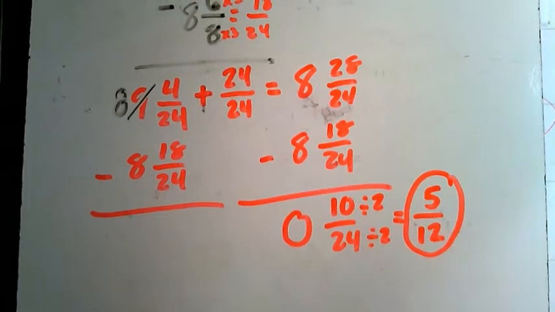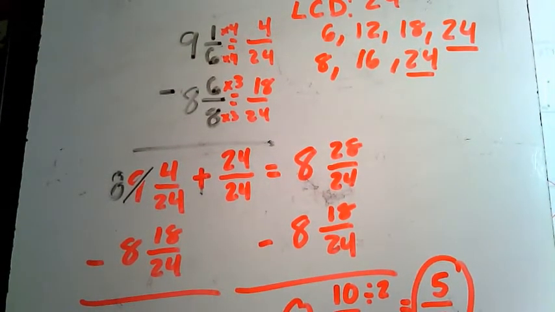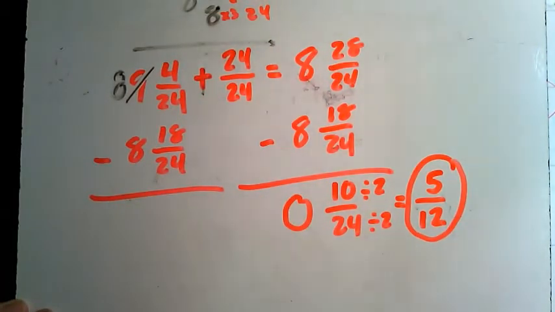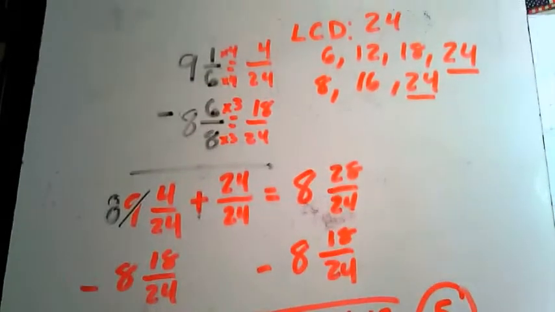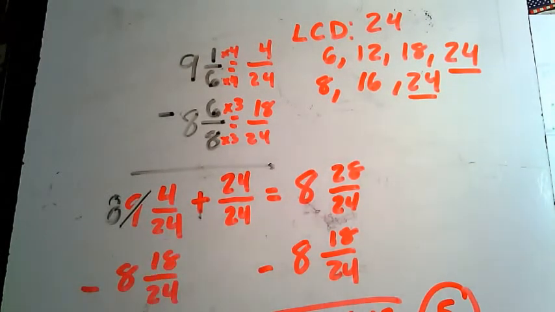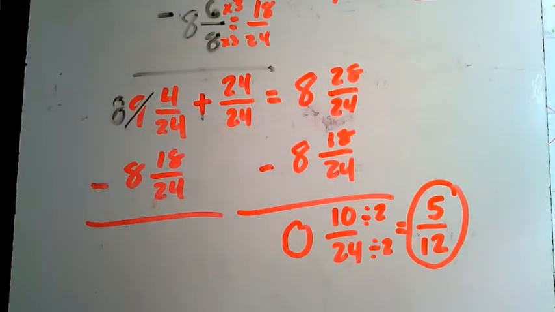So let's go back and look at the original problem. 9 1/6 minus 8 6/8 equals 5/12. We were able to change our denominators to a common denominator and then regroup to find our final answer. That's what we talked about in class today, so that's a quick review for you. Hopefully through your notes and through the practice problems you remember this.